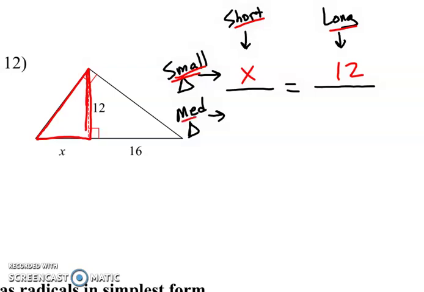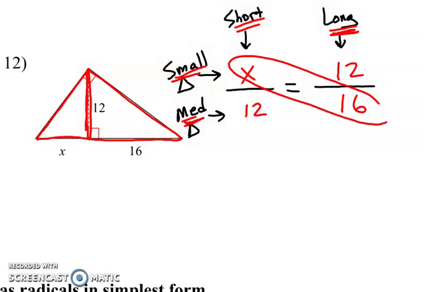I'm looking for my medium triangle, which is this over there. And in that medium triangle, what's the short side? It's 12. In that medium triangle, what's the long side? 16. Okay, so I've got everything plugged in, and I was able to do that pretty easily because I had my template set up. And now it's just a matter of cross-multiplying and dividing in order to solve for x.